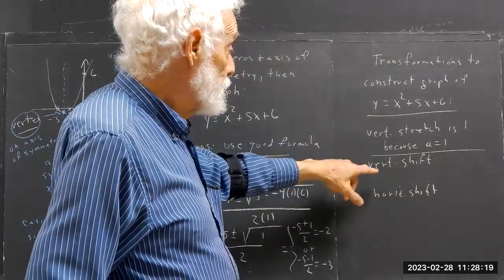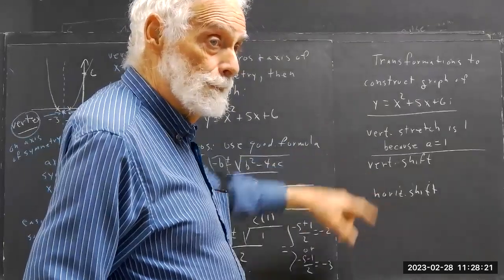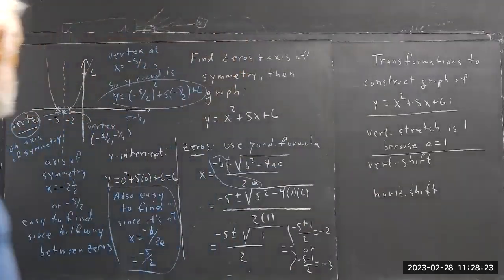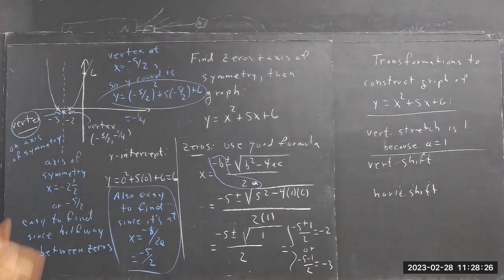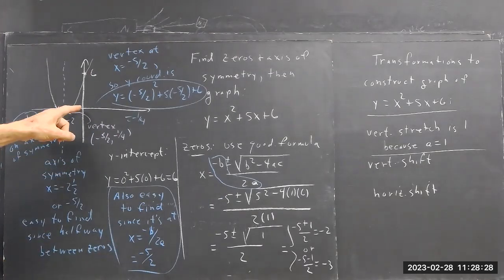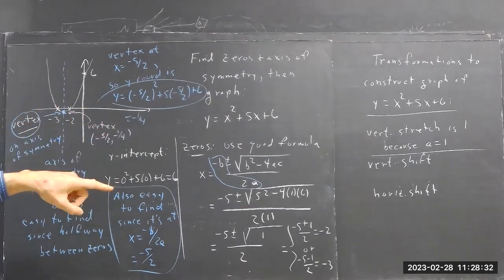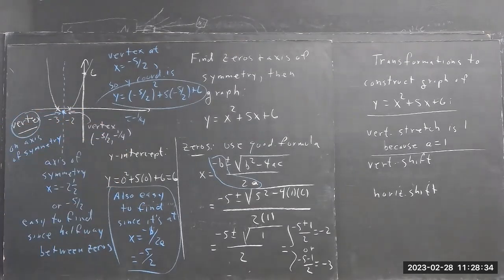In this case, vertical shift. Well, what do you have to do? What vertical shift takes the vertex of your basic squaring function to the point -5/2, -1/4?